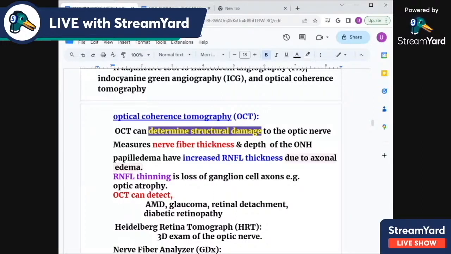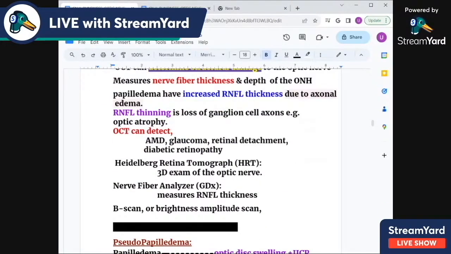So why is it increased in papilledema? The retinal nerve fiber layer is increased in papilledema because of axonal edema of the ganglion cell layer, and thinning due to atrophy in other conditions. OCT can also be very useful in AMD. In AMD also we can have some increase in retinal nerve fiber layer thickness, and OCT also detects glaucoma, retinal detachment, and diabetic retinopathy. So these can be detected by OCT.